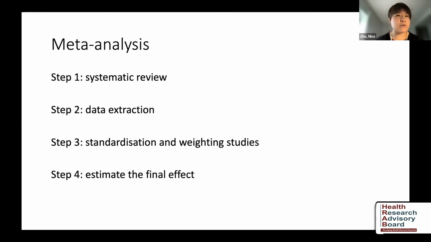So normally we go through 4 major steps to conduct a meta-analysis. Step 1 is a systematic review, which Rahila already covered. So after you conduct a systematic review, if you feel that for your research question or research purpose, it's critically important not just to combine the qualitative evidence, but also the quantitative evidence from each individual study, then you should start to conduct a meta-analysis. The next step is the data extraction from each individual study you included in the systematic review. The third step is to standardize the study results and weigh different studies. And the last one is to estimate the final effect.